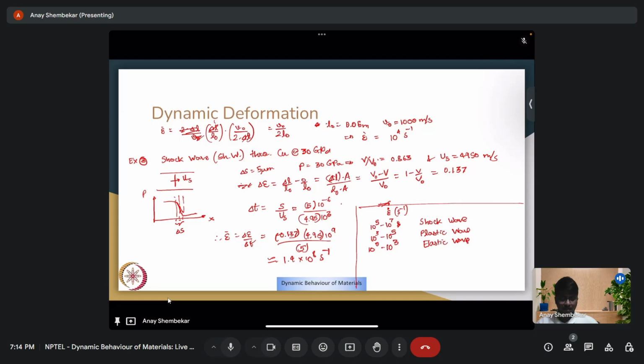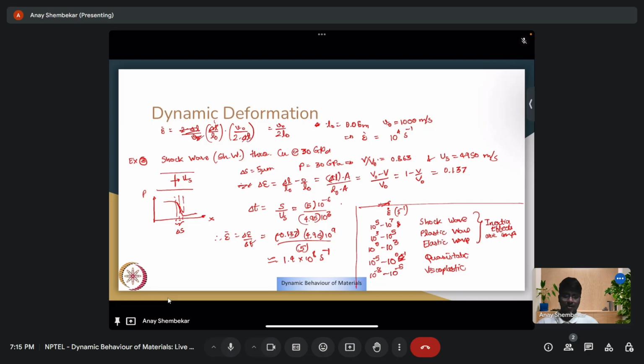What happens if you have a quasi-static loading? 10 to the minus 5 to 10 to the 2 second inverse. This is a quasi-static case. And 10 to the minus 8 to 10 to the minus 5 second inverse. This is the viscoplastic response. So the top three are basically where your inertia effects are important. Okay, so this is a rough outlook of the same.